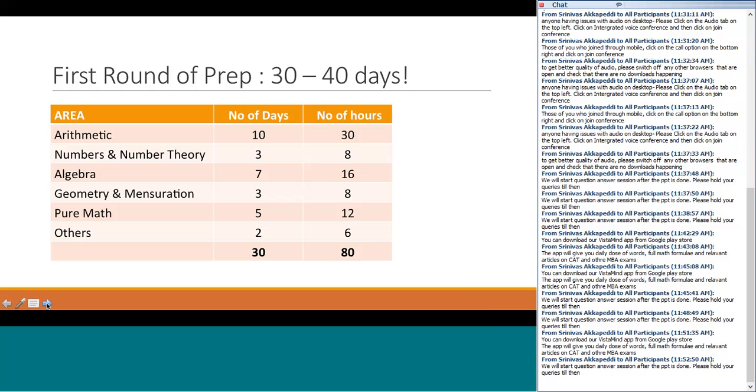There are 7 days is what I think you will require for this. But not necessarily 21 hours, 16 to 17 hours is more than sufficient. Geometry and mensuration again is a very important topic with a lot of concepts. I just said there are straight lines, there are triangles, there are quadrilaterals, there are circles. So each area, don't do it in one single day.